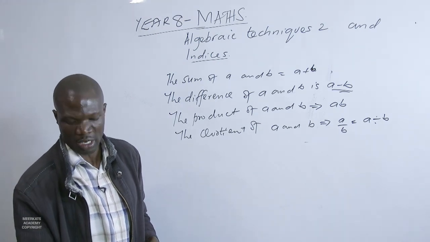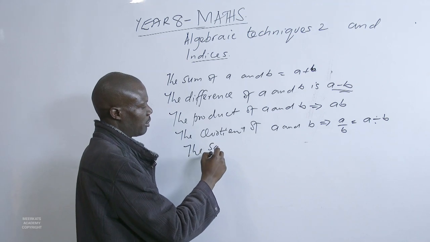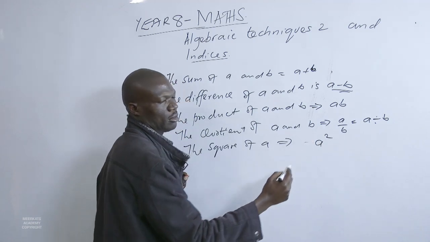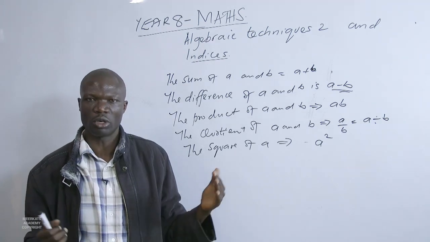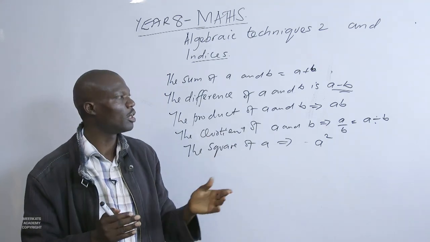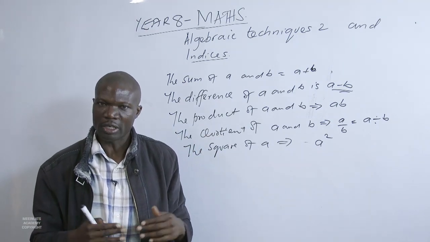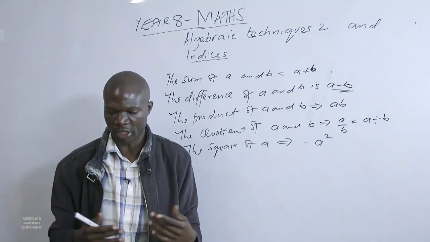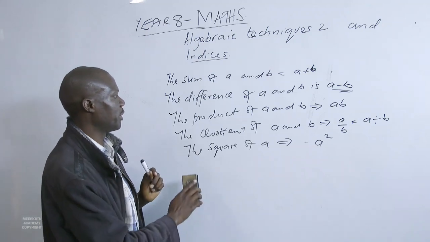And if you are asked for the square of a number, then you shall say the square of A is simply the same as A squared. Take note of those wordings. Sometimes we come across word problems which require us to reduce a statement into a simple algebraic expression. So let us look at examples touching on using the language of algebra, creating expressions from the description, and so on.